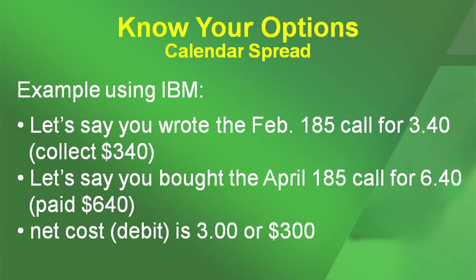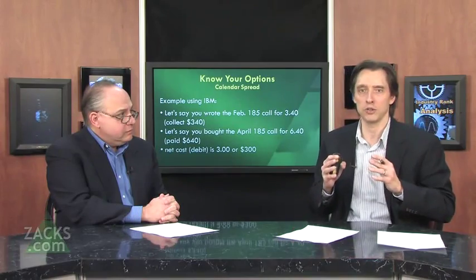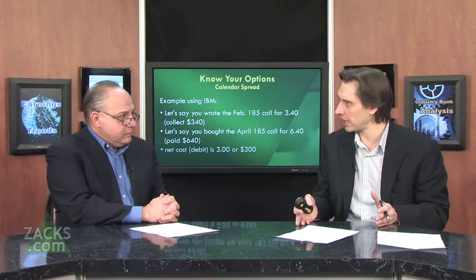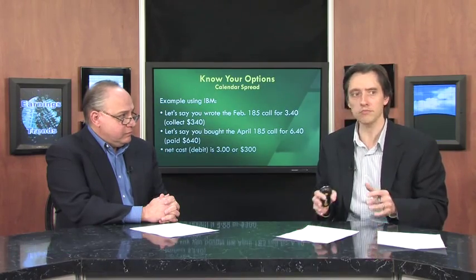So the main question is, why would I do this? The reason why you would do it, first off, is that you have a very small and limited risk, so your risk would be limited to what you paid for the spread, and in this case, you're talking about $300. The maximum profit would be determined by the difference in the strike prices at the expiration of the nearby month. So let's continue on with this example. All right, let's say at expiration, IBM closed below 185, okay?